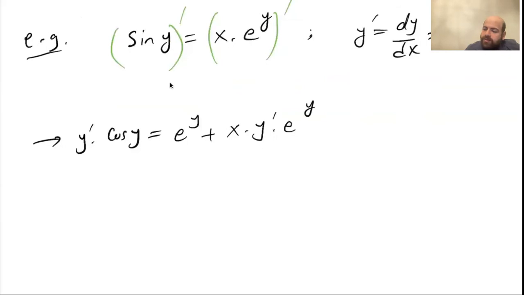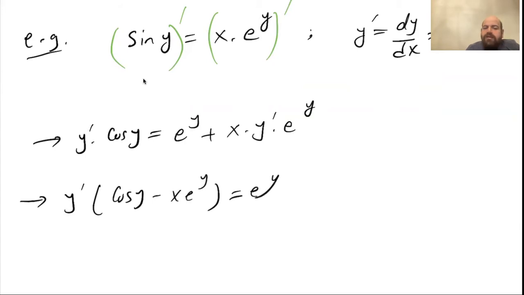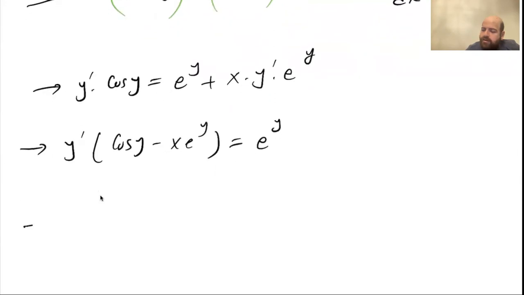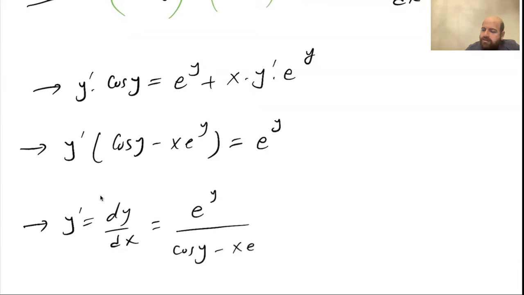And then if you want to find y prime, I can isolate for y prime times cos y minus x e to power y equals e to power y, right? I'm taking this term to the other side and then factor y prime out. So isolating for y prime, and then I can solve for y prime. Just divide both sides by the coefficient of y prime, which is cos y minus x e to power y. So that means y prime equals dy/dx equals e to power y divided by cos y minus x e to power y.